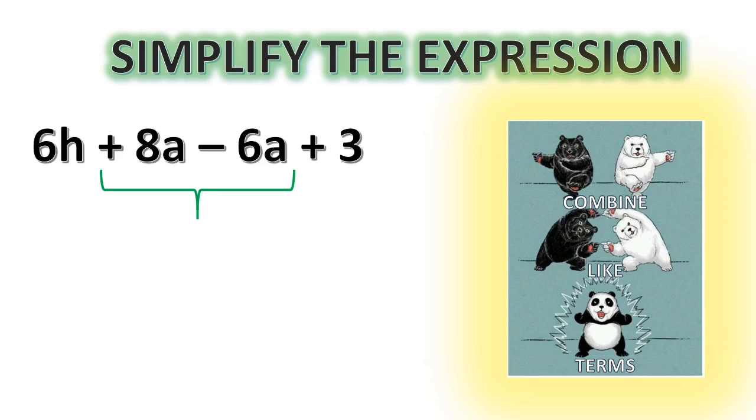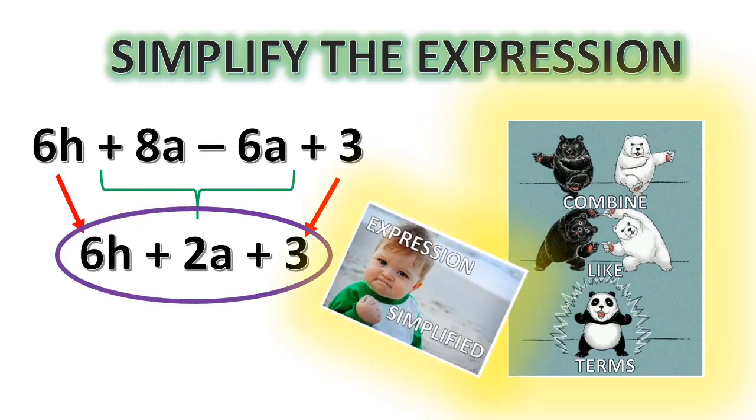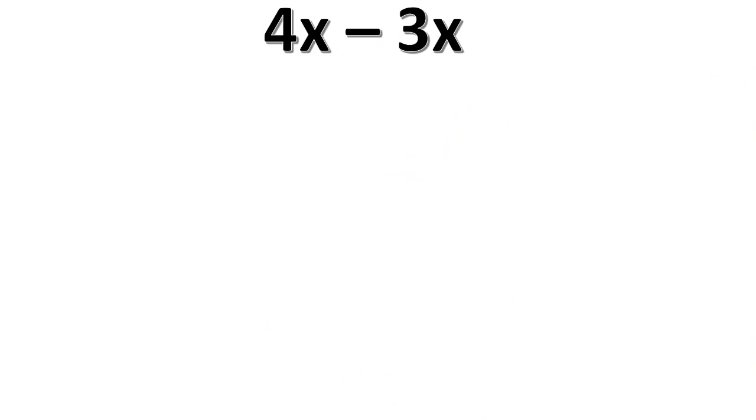So all together when we do 8 minus 6, their coefficients, that's 2a. And then I'll just simply bring down the 3 and the 6h. So the final expression is 6h plus 2a plus 3. That's the only simplifying I can do here. Expression simplified. Now a couple of other things that are important to understand real quick.